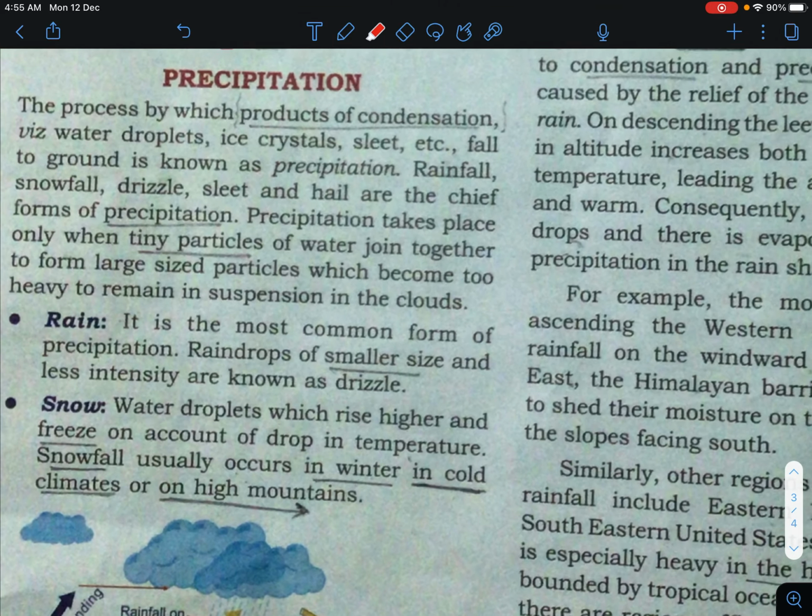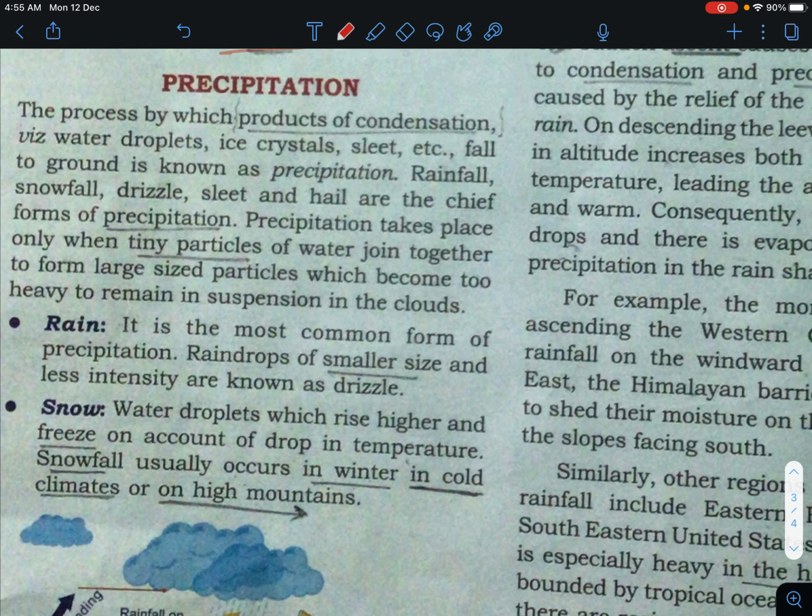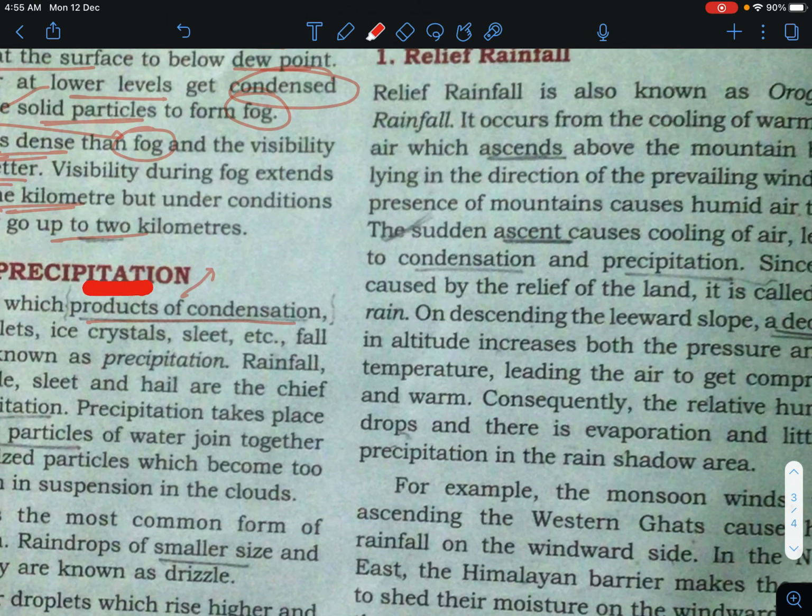Now in this session we are covering the topic: what is precipitation? We have already studied the products of condensation, that is dew, frost, fog, mist, and the last one is the cloud. So these are the products of condensation.